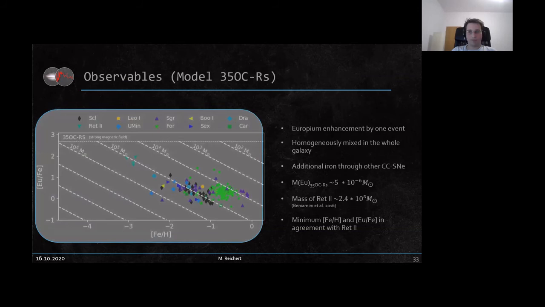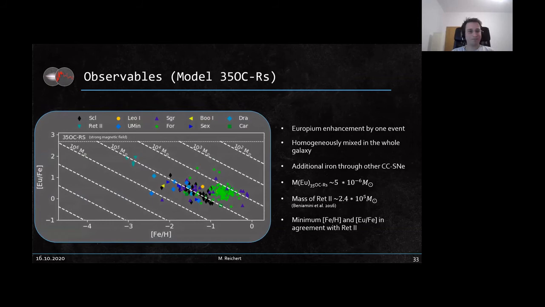What's also very interesting, to come back to the beginning of the talk, is if we put the ejected material in this square bracket notation again. So we have europium over iron. And for this event, we get a europium over iron that is this horizontal line here. And now if we assume that we mix this material into a certain amount of hydrogen, we can also determine the metallicity that we would expect from this event only.